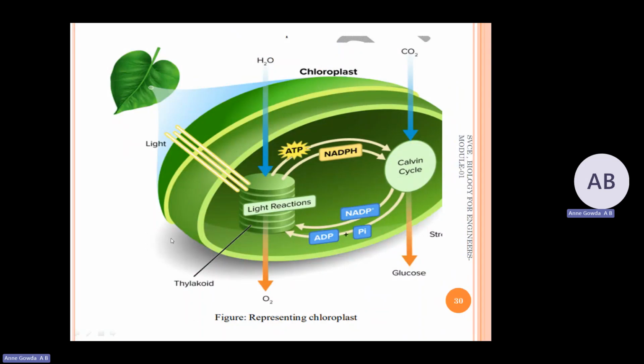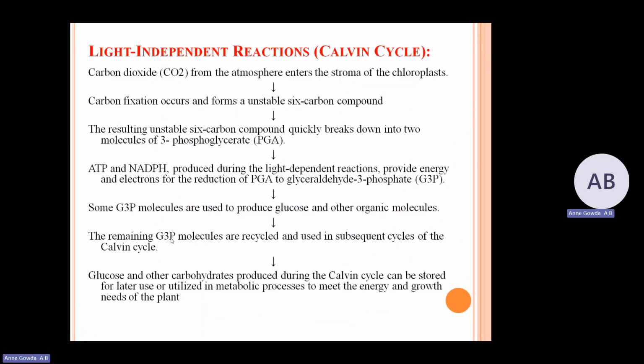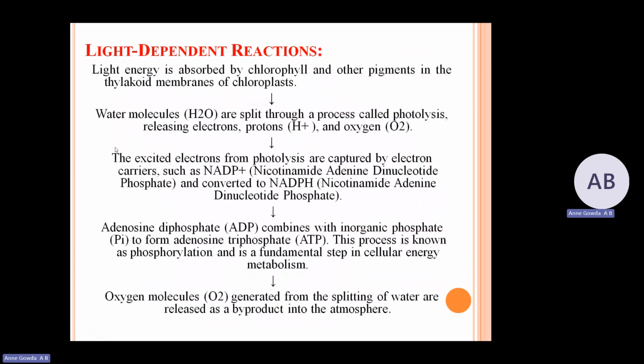In these light dependent reactions, the light energy is absorbed by the chlorophyll. The chlorophyll is a coloring pigment which is there in the chloroplast. The chlorophyll and other pigments in the thylakoid membrane of the chloroplast absorb the light energy. So this entire process, the light dependent reactions, will take place in this thylakoid membrane.